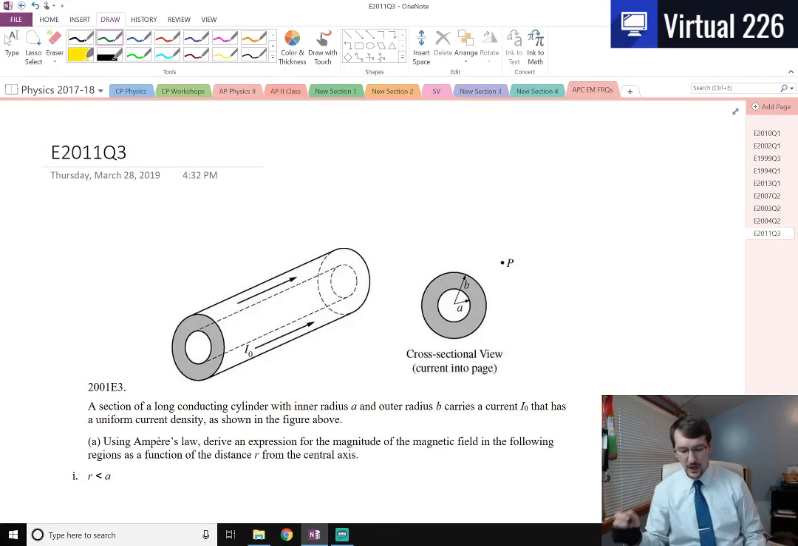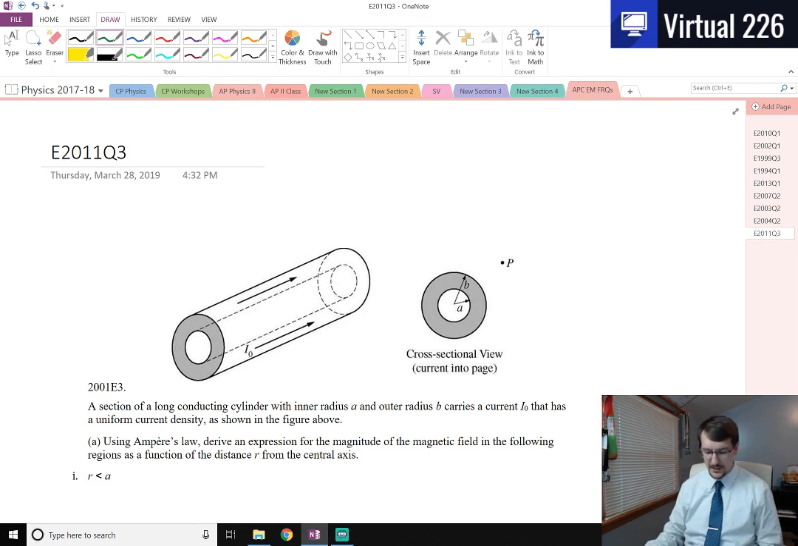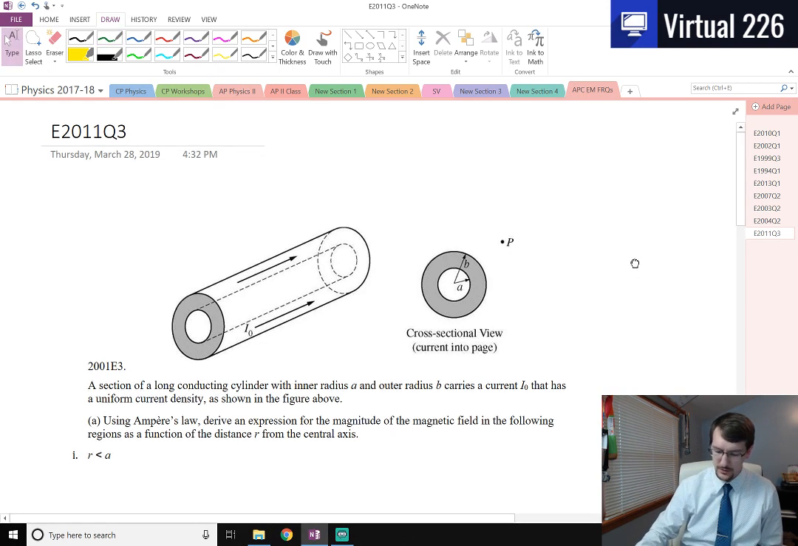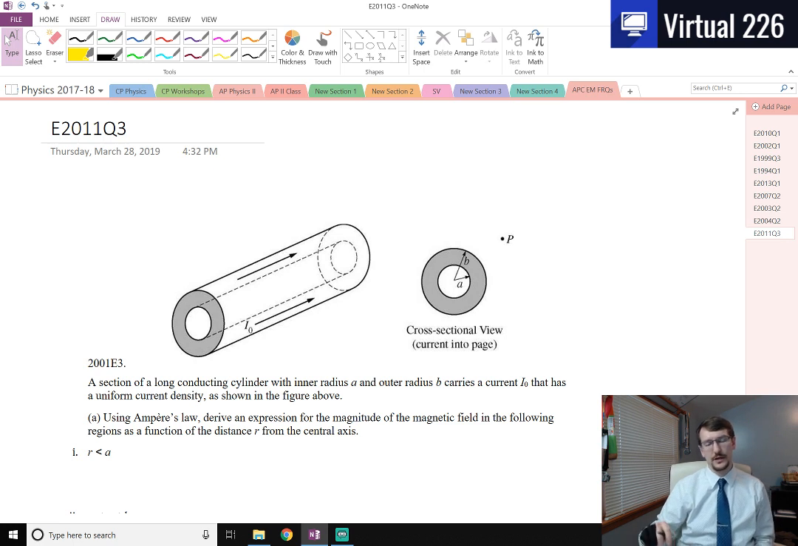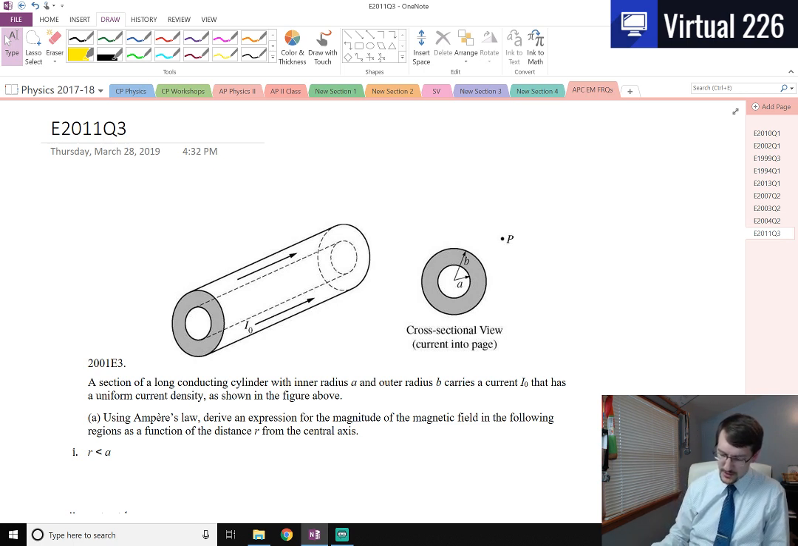Welcome back. We are looking at the AP Physics C Electricity and Magnetism, the E&M exam. We are looking at the year 2011, a fine vintage of a year. This is question 3, and this deals with Ampere's law. So it looks at magnetic fields due to current carrying wires.